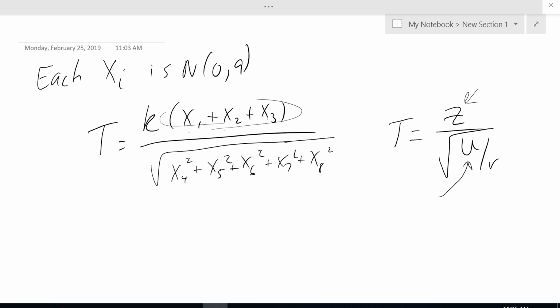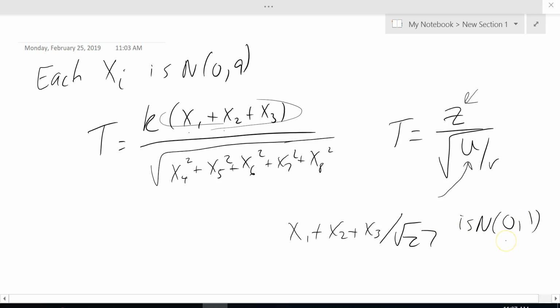I need to get that standardized. Remember, to standardize, we don't divide by the variance, we divide by the what? The standard deviation, right? So to get it to be a Z on top, I've got to take that x1 plus x2 plus x3 and divide it by the square root of 27, right? That is normal 0, 1. Okay? So that was the first thing: I need to recognize what the variance is on top and then divide out the standard deviation to standardize it.